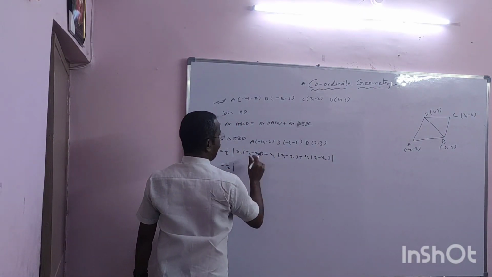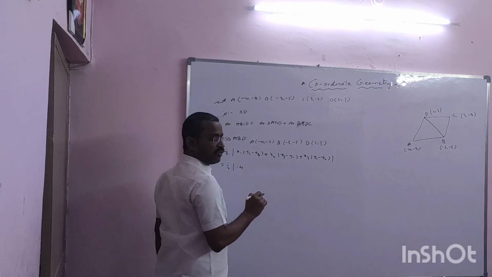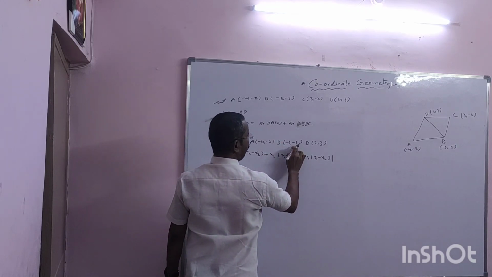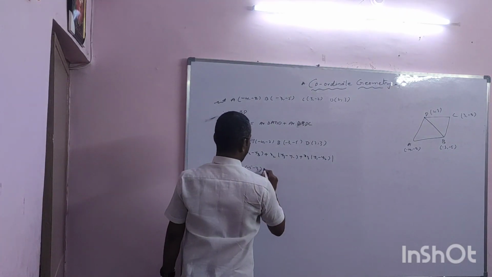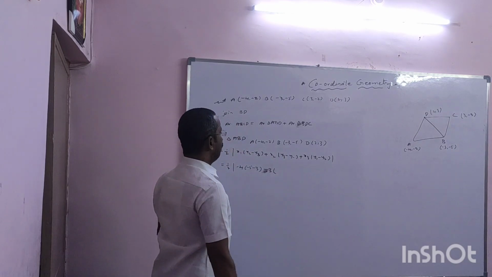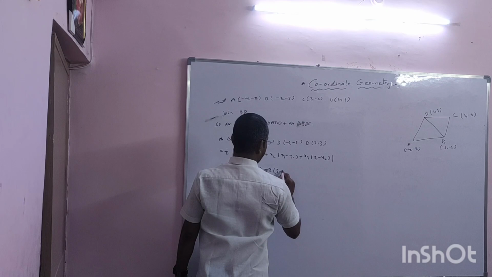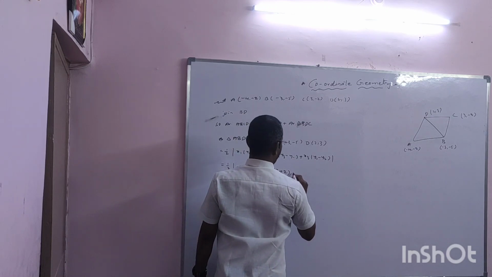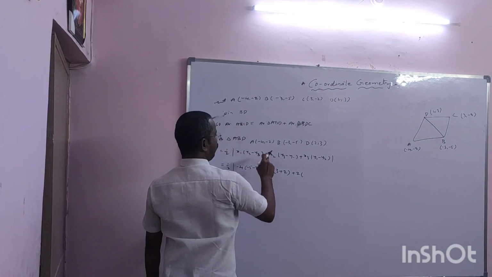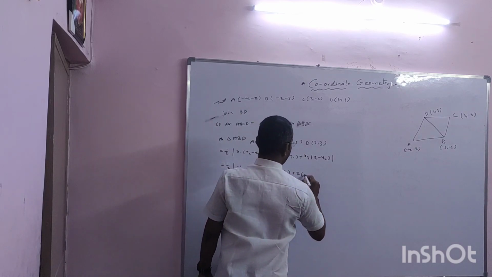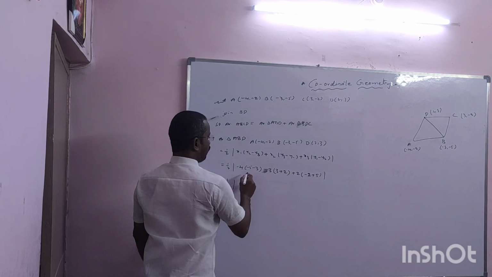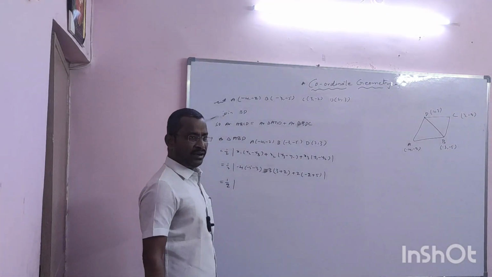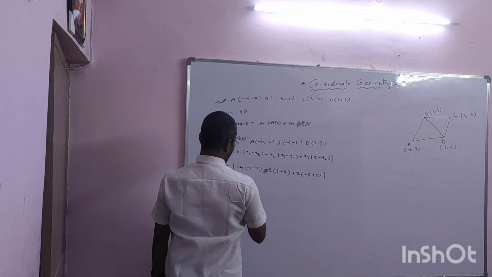So let's take half x1. X1 is what? Minus 4. Y2 minus y3: minus 5 minus 3. Next x2, which is minus 3. Y3 minus y1 means 3 plus 2. X3 means 2. Y1 minus y2: minus 2 plus 5. Half of minus 5 minus 3, which is minus 8. Minus 8 into minus 4 is plus 32.